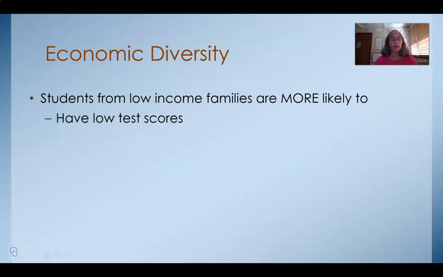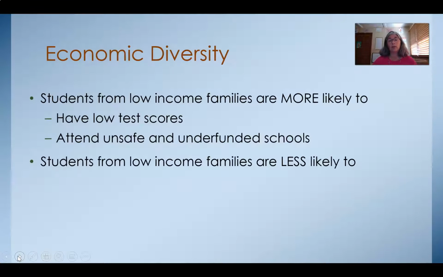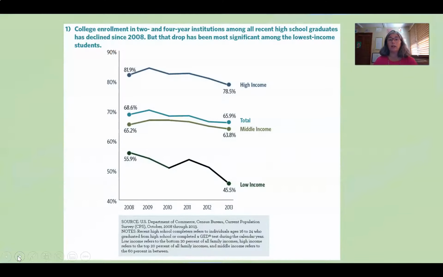In addition to having lower test scores, these students also are more likely to attend schools that are either unsafe or simply underfunded. So the schools may not have adequate resources and the students may not feel secure enough to be in a good learning environment. Students from these low-income families are less likely to be expected to go to college. Now, this could be because the families are hoping that their children will graduate from high school and start getting a job and earning some income, or perhaps it's just simply different educational expectations.